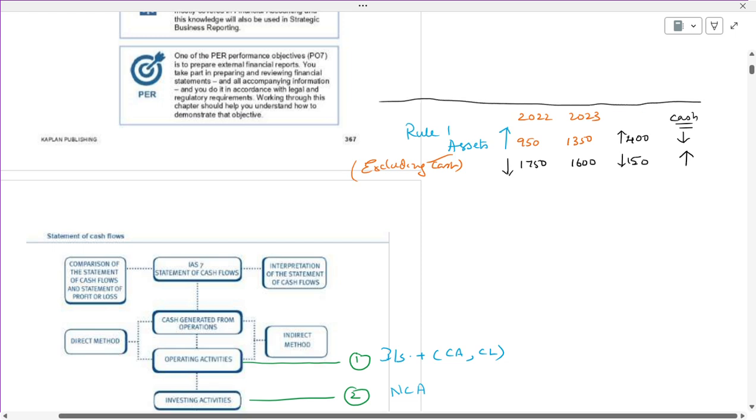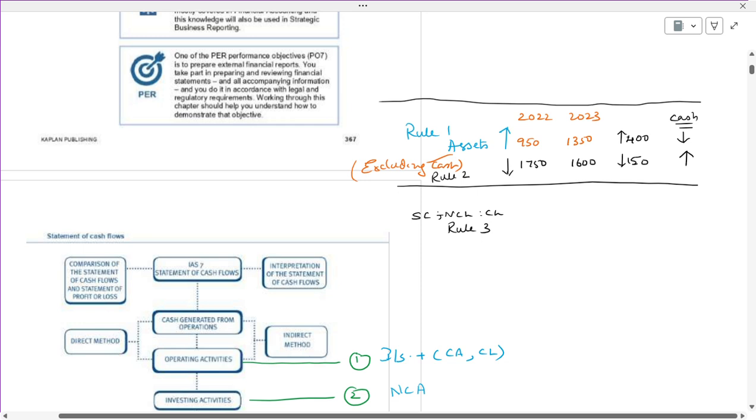I will put rule number 1, rule number 2. I will ask these rules every time. The same thing happens with respect to share capital, with respect to non-current liabilities, with respect to current liabilities. This is rule number 3.